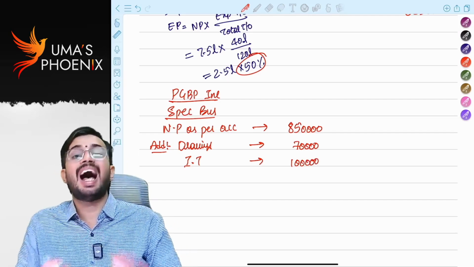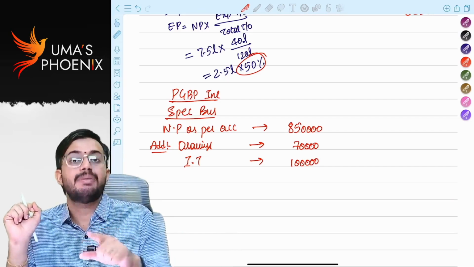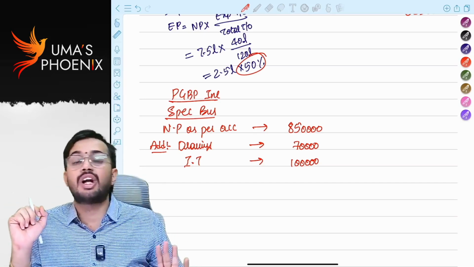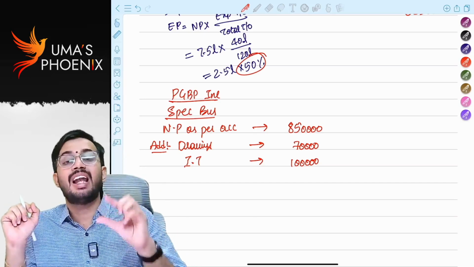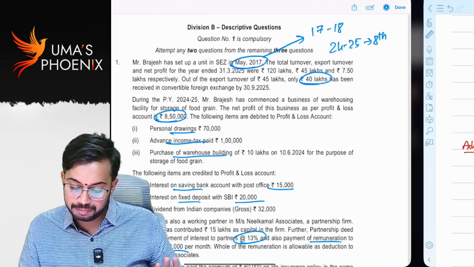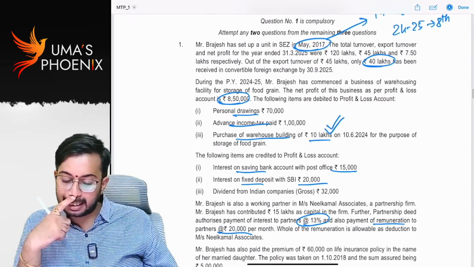Purchase of building, I am not adding back because under optional tax regime, you can claim deduction under section 35AD. You can claim capital expenditure also as deduction. So 10 lakhs is allowable expenditure. You need not disallow it. Okay. Next, this is allowed as deduction under optional tax rates.